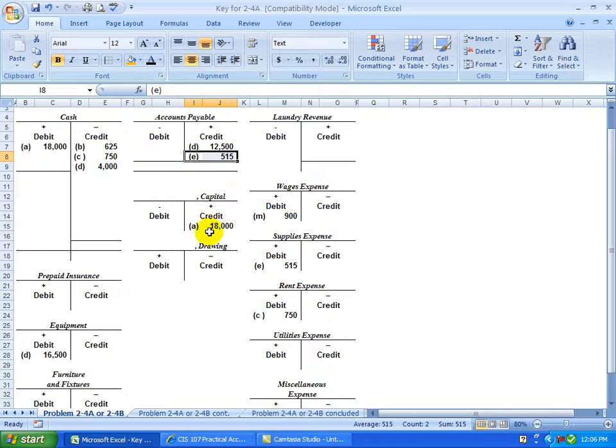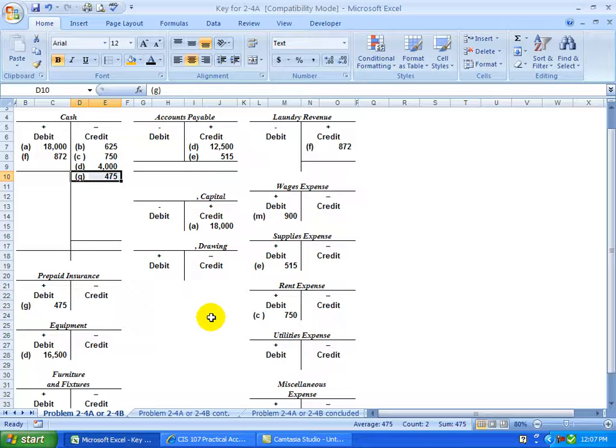Looking at F, we sold services for cash, so our revenue account is getting bigger. So that's on the plus side. And our cash is getting bigger, so this is also on the plus side of cash. Okay, looking at letter G, we bought insurance for 1 year. We wrote a check. So we're prepaying. This is because it's for more than 1 month. So prepaid insurance is increasing. And our cash is decreasing in letter G.